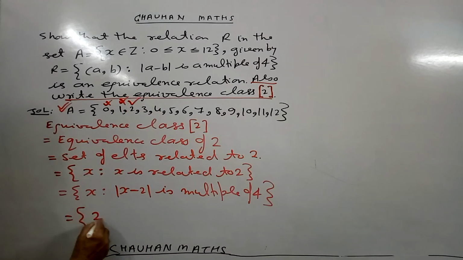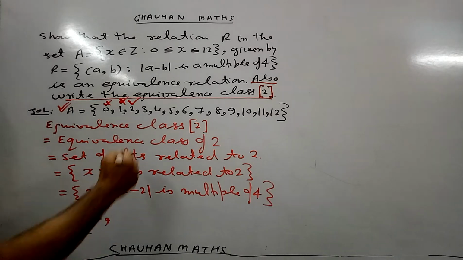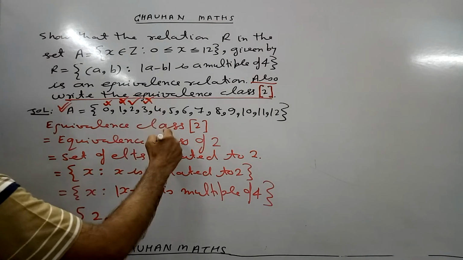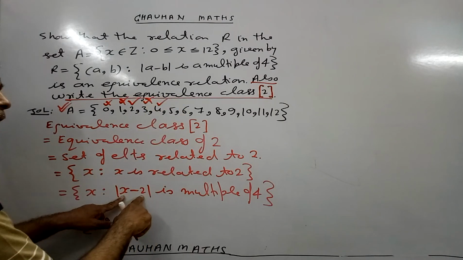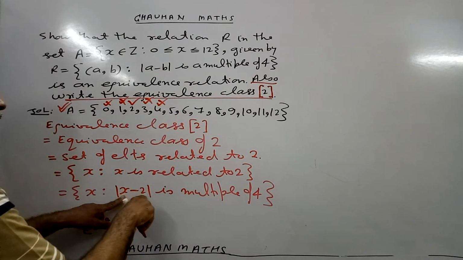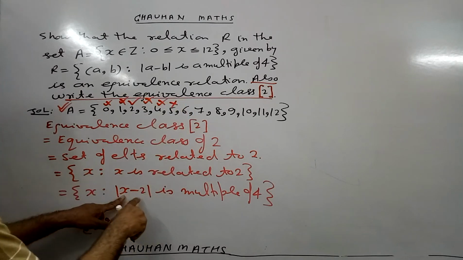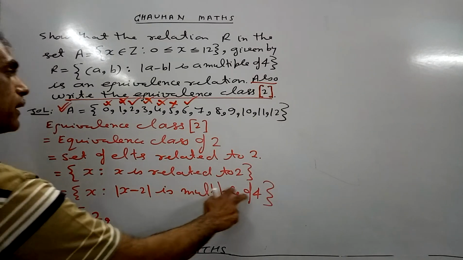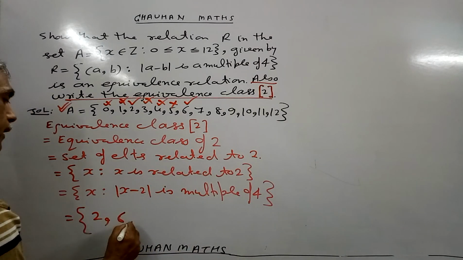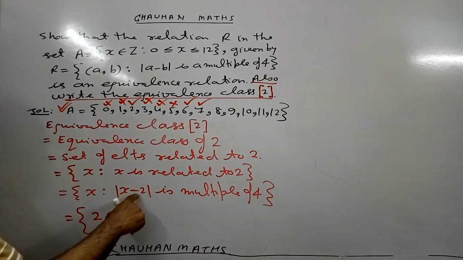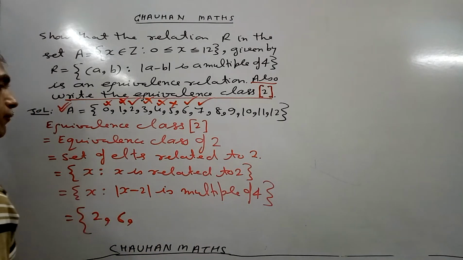It is okay. One member has come. Now put x equal to 3. 3 minus 2 is not multiple of 4. So 3 is rejected. 4 minus 2 is 2 and 2 is not multiple of 4. So leave it. 5 minus 2 not multiple of 4. So rejected. 6 minus 2 is multiple of 4. 6 minus 2, 4 is multiple of 4. So 6 is another member of the set. Now put x equal to 7. 7 minus 2 is not multiple of 4.